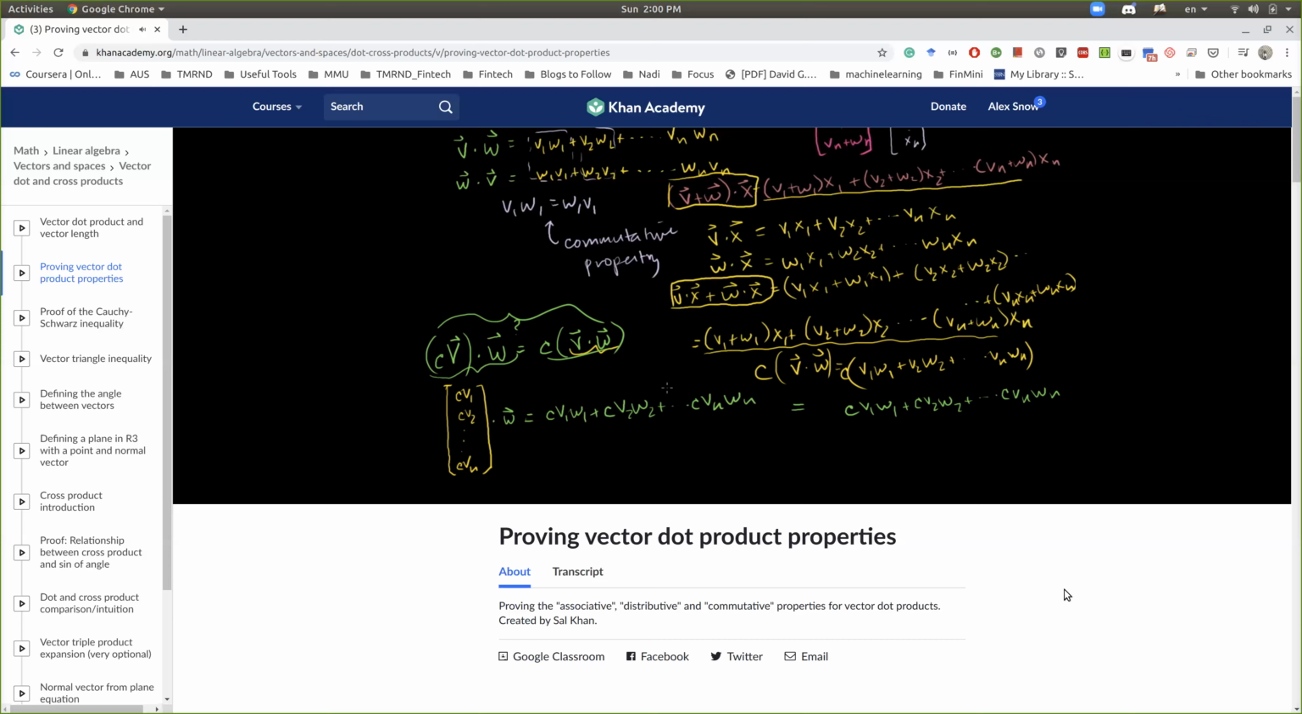They just wanted me to show when you go component by component, and all you have to do is assume the distributive or the associative, the commutative property of regular numbers, that you could prove these same properties also apply in a very similar way to vectors and the dot product. So hopefully you found this reasonably useful, and I'll see you in the next video where we could use some of these tools to actually prove some more interesting properties of vectors.